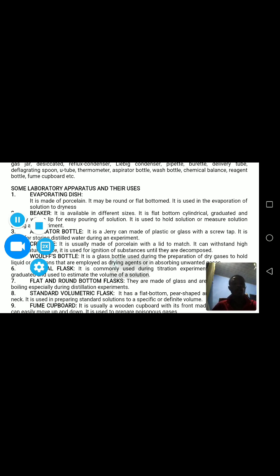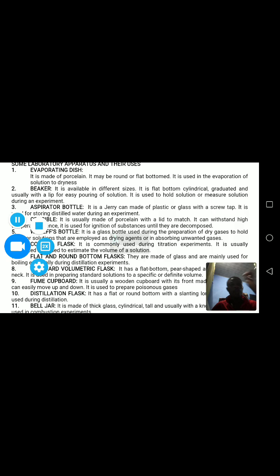That's number one. Then number two, we have beaker. It is available in different sizes. It is flat bottom cylindrical.